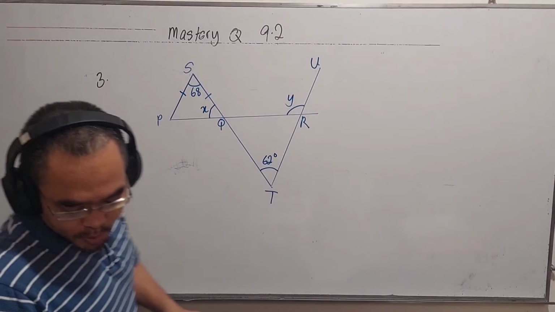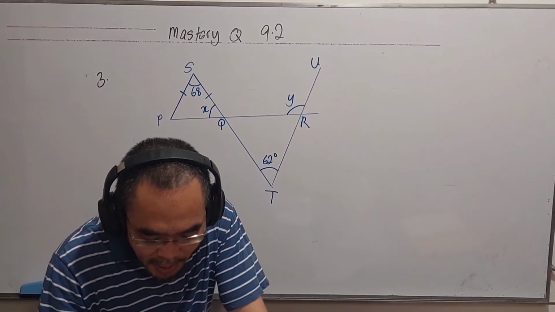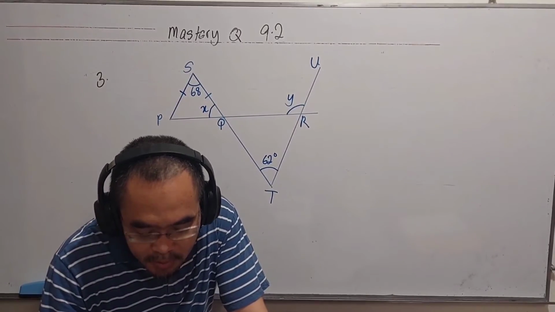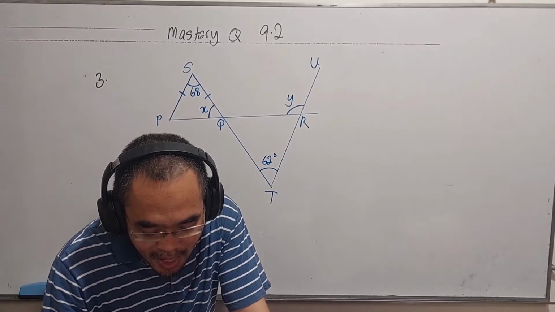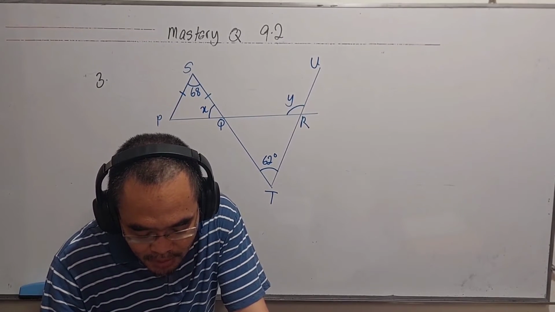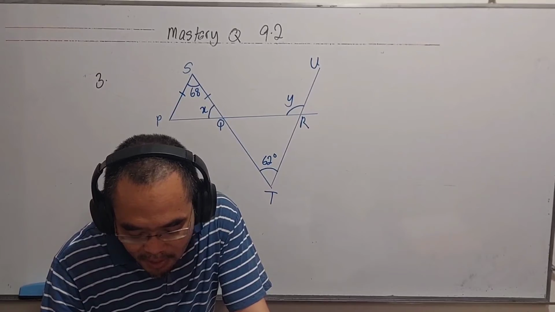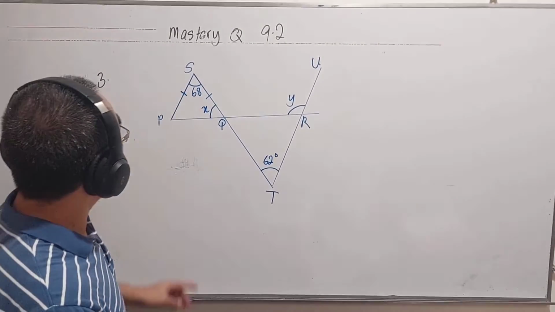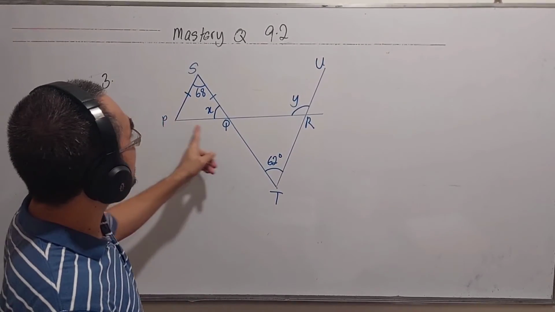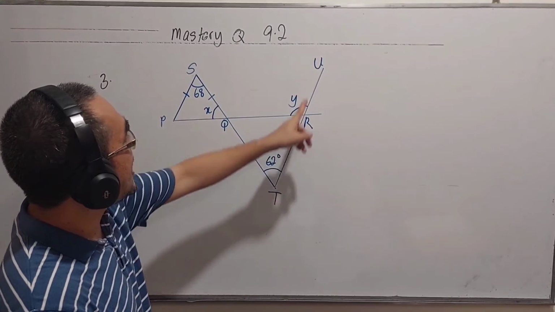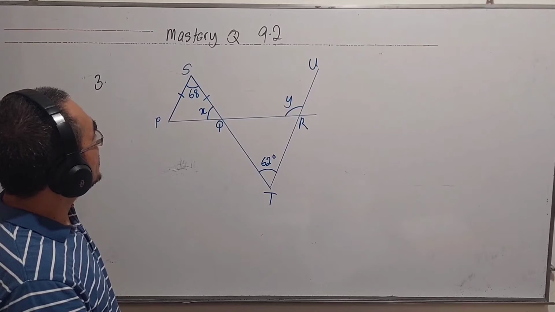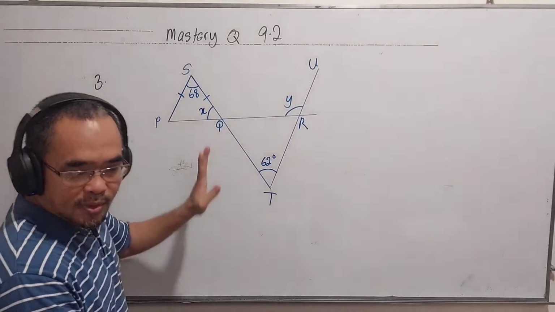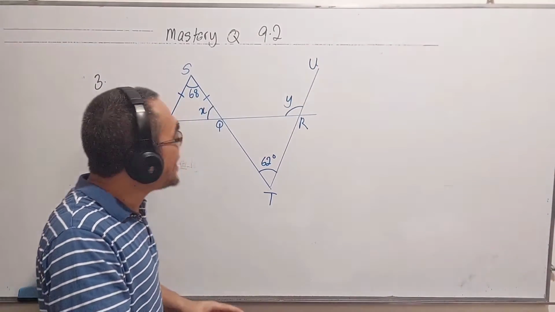Okay, let's continue with question number 3. In the diagram, PQR, SQT, and TRU are straight lines. Calculate the values of X and Y. SQT is a straight line, PQR is also a straight line, TRU is also a straight line. Okay, so how to find X? Nothing related to the straight lines.